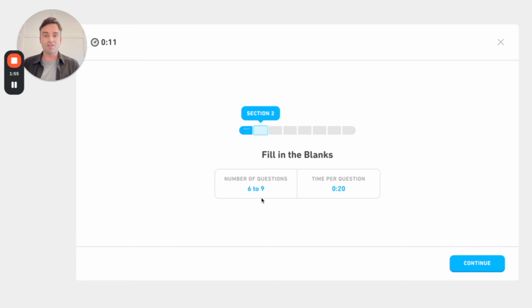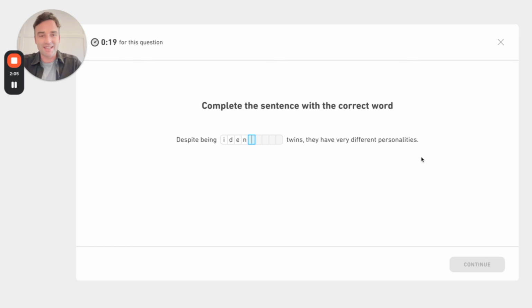The second question type is called fill in the blanks. This one is also a vocabulary related question type. This one tests your vocabulary in context. You'll see a sentence and you've got to complete the missing word or the missing letters in just 20 seconds, using the context to help you. So we have the word twins here. Identical twins is a collocation.